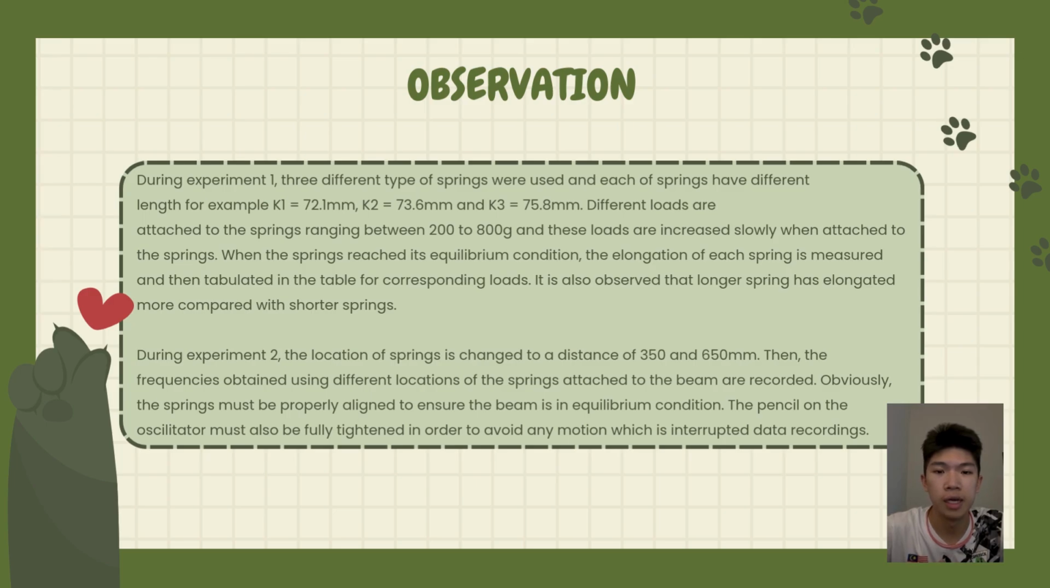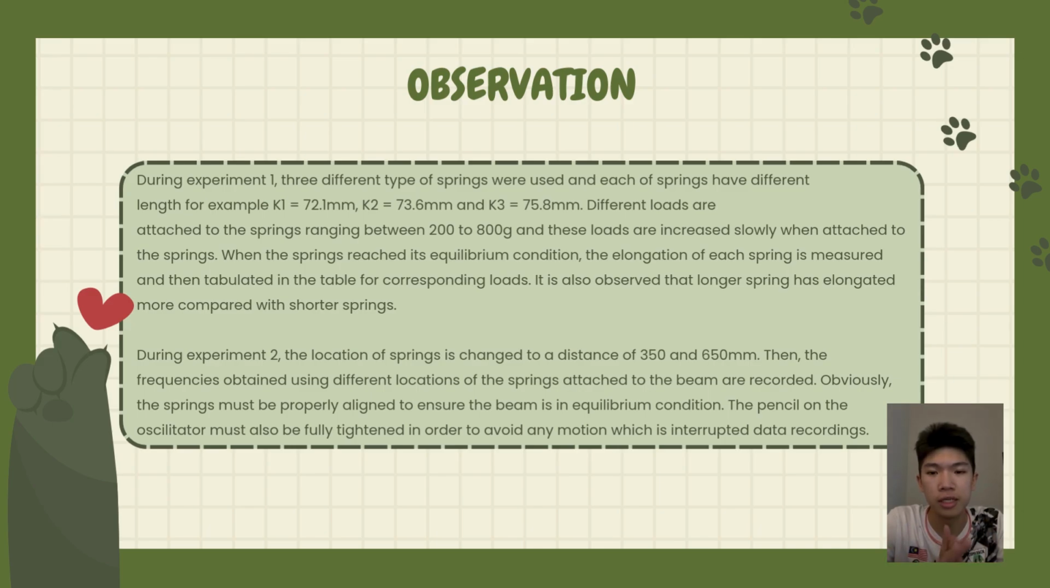The topic we are going to present is the undamped beam oscillation, and my part is the observation part. During the first experiment, we have three different types of spring. Each spring has a different length, for example, the first spring is 72.1 mm, the second one is 73.6 mm, and the third one is 75.8 mm.